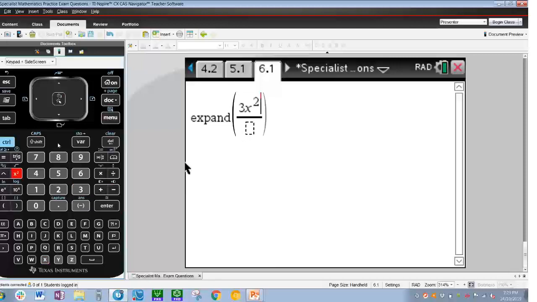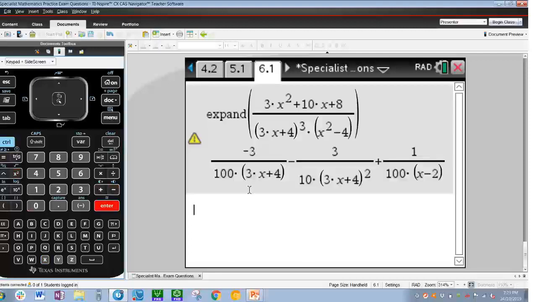3x squared plus 10x plus 8, tab over to the bottom, and open bracket, 3x plus 4, close bracket to the power of 3, and then open another bracket, and we have x squared minus 4. Enter. And there we go. So we have one fraction with 3x plus 4 on the bottom, another fraction with 3x plus 4 squared on the bottom, and the final fraction with x minus 2 on the bottom.